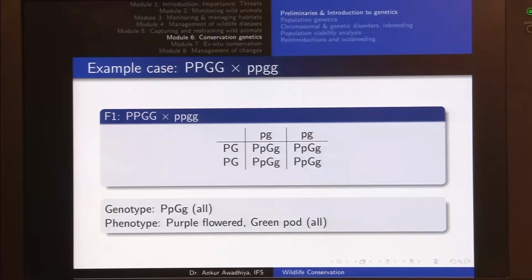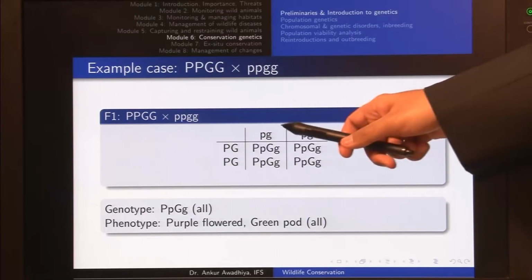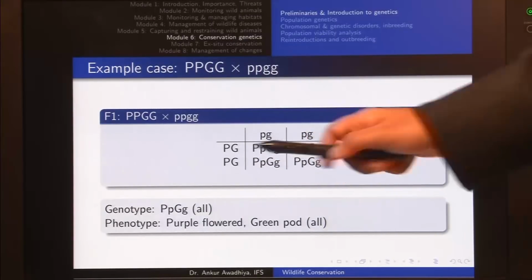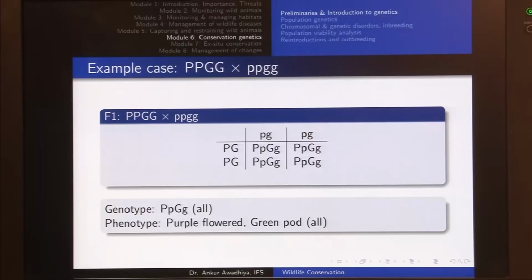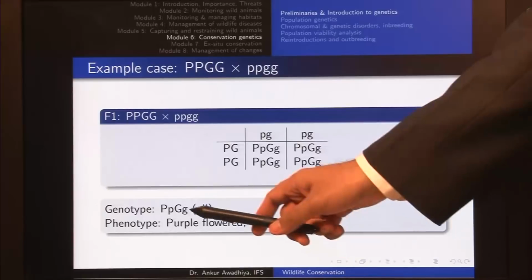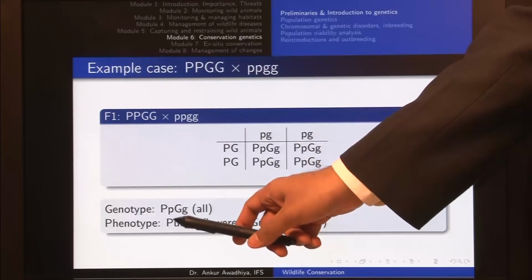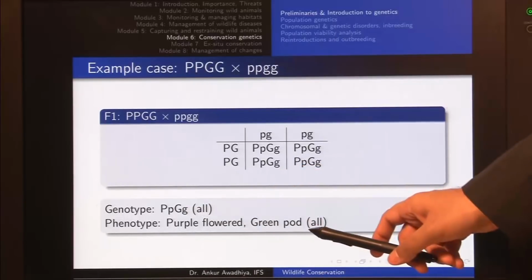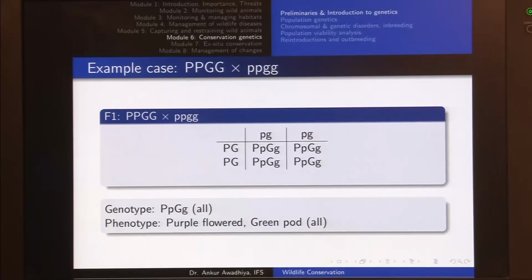So now when we look at the Punnett square, we have only one kind of ova and only one kind of sperm, and so we have only one kind of individual, that is heterozygous for both of these alleles. So capital P small p and capital G small g. The genotype is the same for all the individuals and the phenotype is also the same for all the individuals. So capital P dominates over small p, so we get purple flowers, and capital G dominates over small g, so we get a green pod for all of them.